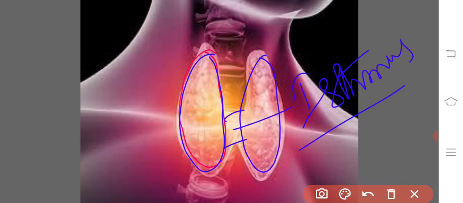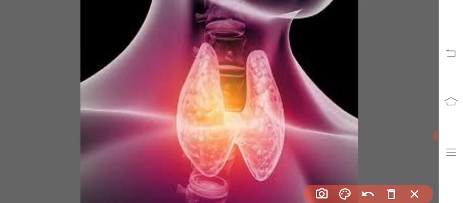And see the location of the thyroid gland. The two lobes are located on either side of the trachea. This is the trachea we are observing. On either side of the trachea, these two lobes are present, and they are just inferior to the larynx. Here it is the larynx, the chatterbox. So just inferior to the larynx, we will find the thyroid gland.